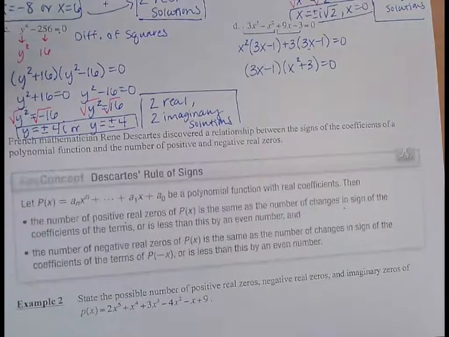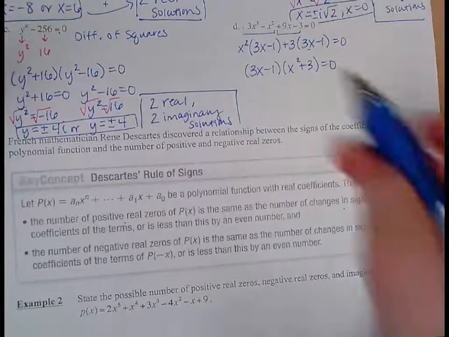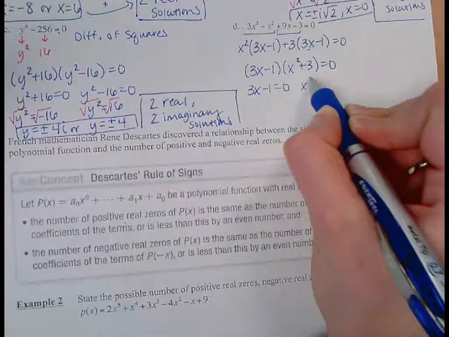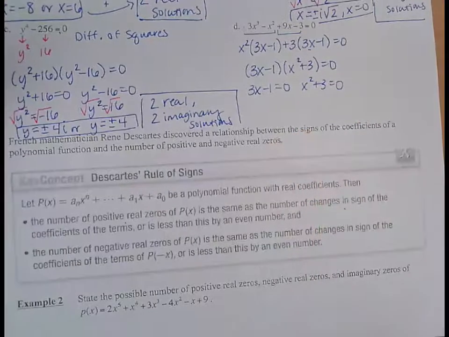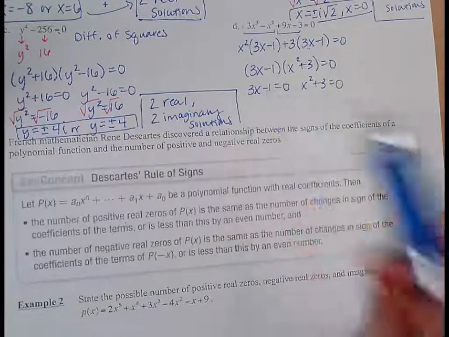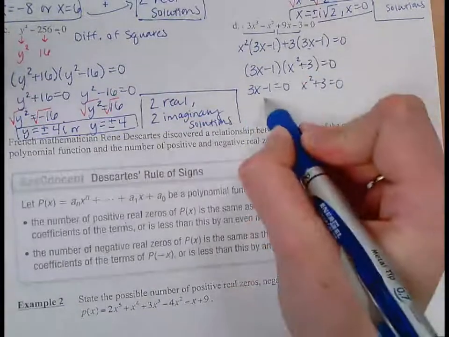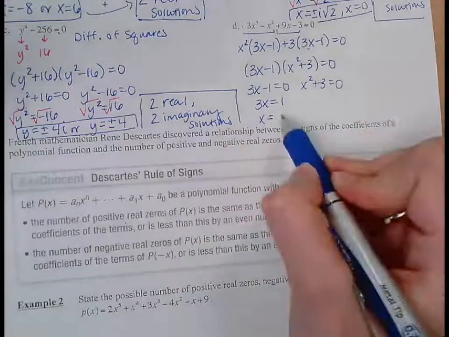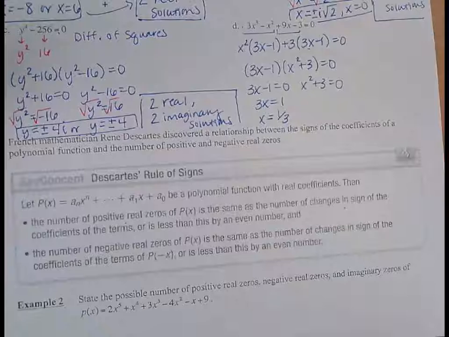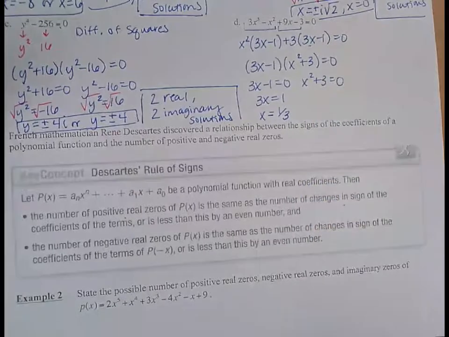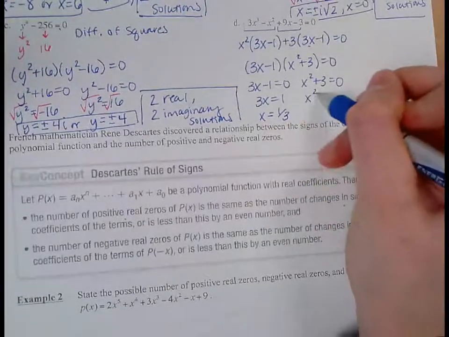And then we can set each of those equal to 0 to solve for x. So 3x minus 1 equals 0, or x squared plus 3 equals 0. For the first one, to solve for x, we would add 1 to each side, so 3x equals 1. Divide by 3, so x is positive 1/3. Leave that as a fraction, don't write 0.3 repeating. And then second equation, solve for x, subtract 3 from each side.